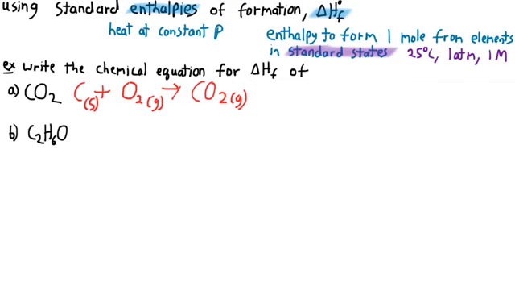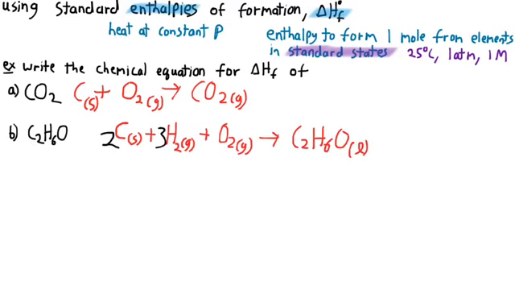Next one, C2H6O, that's ethanol. So we're going to have carbon and hydrogen and oxygen. So carbon, hydrogen needs to be diatomic, because that's how it comes naturally at 25 degrees Celsius. Oxygen, diatomic. And then we've got to balance it with numbers that make the coefficient over here turn out to be 1. So then we have to put a half there.